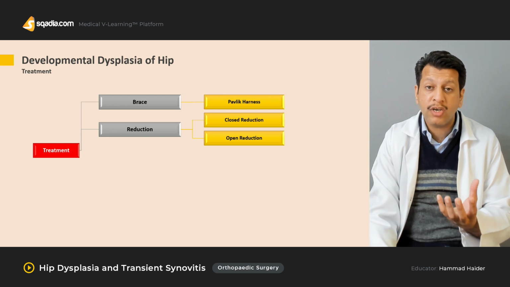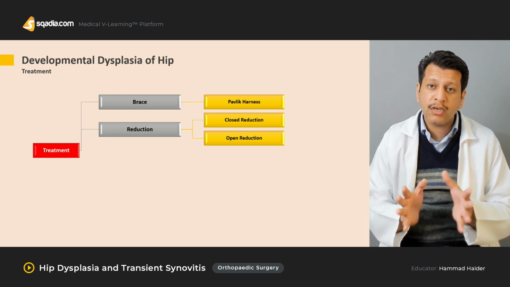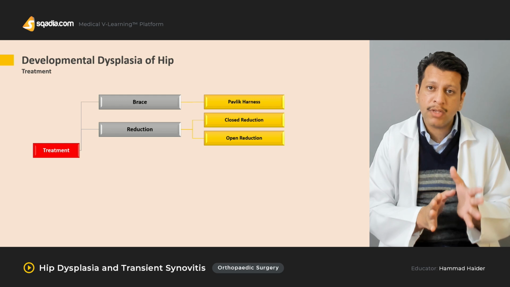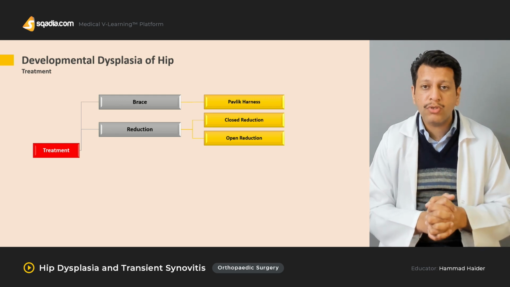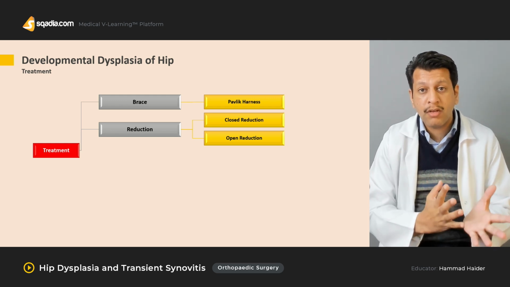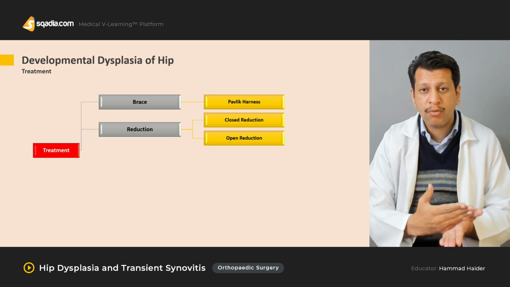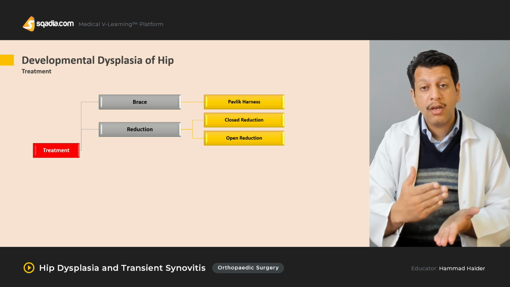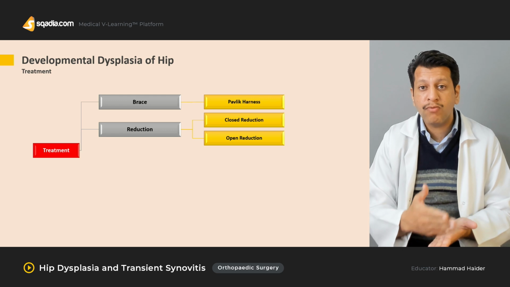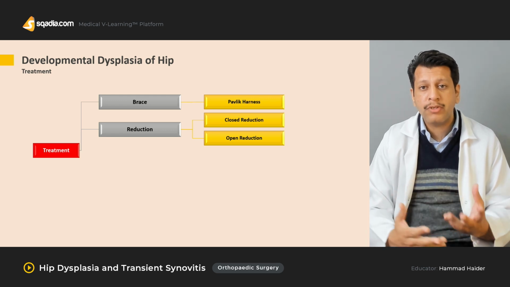Why do we need to have a reduced head? Because we need to make sure that the head does not develop avascular necrosis, because avascular necrosis would be a tragedy for that child. A child having a problem of such magnitude so early on in life would mean multiple surgeries later on.